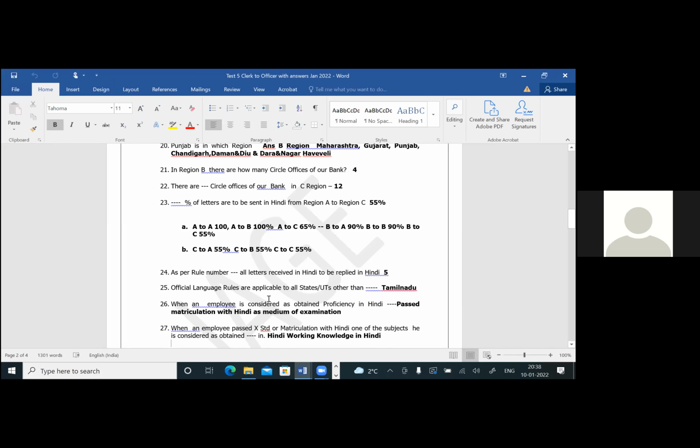Then, when an employee is considered as having obtained proficiency in Hindi: he is considered as having obtained proficiency in Hindi provided he passed matriculation with Hindi as medium of examination. So if he has passed the matriculation with Hindi as the medium of examination, then he is considered as having obtained proficiency in Hindi.